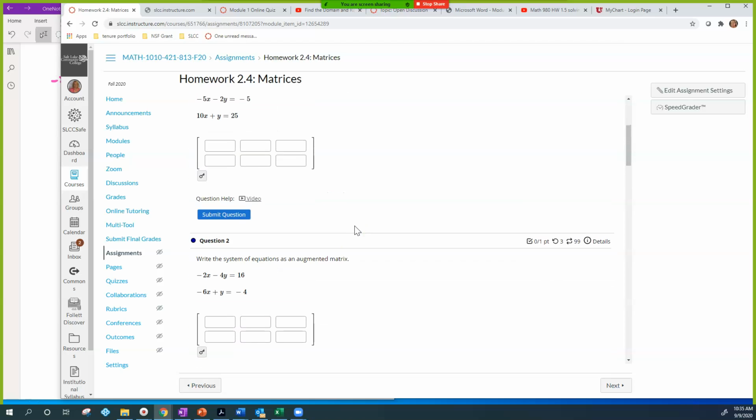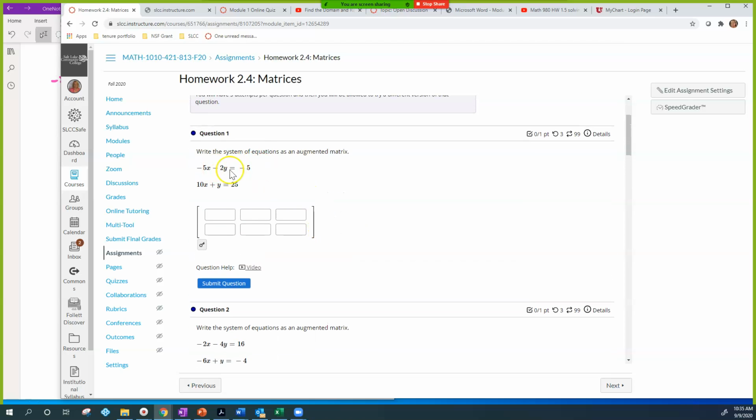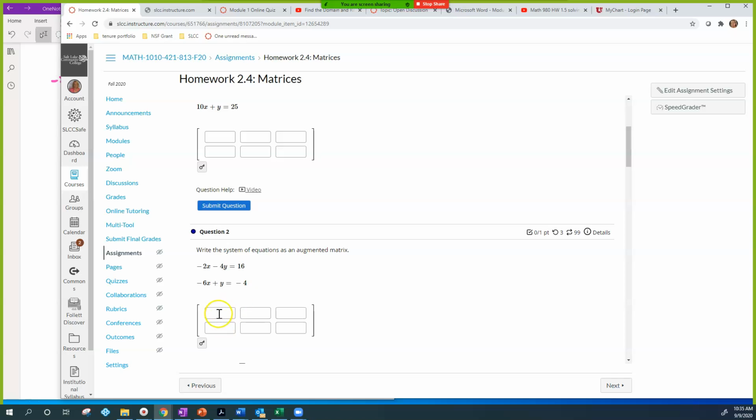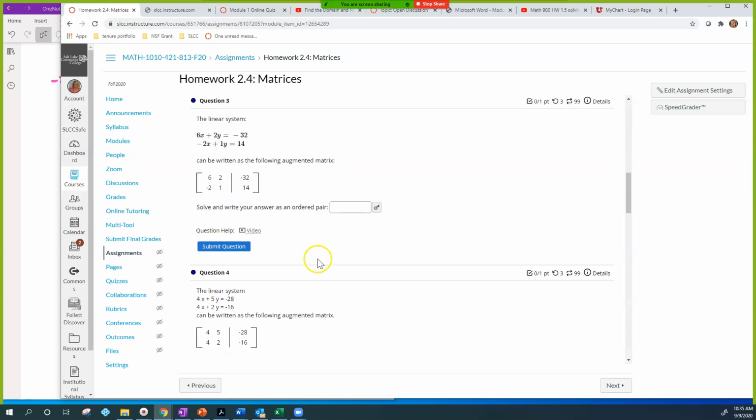Okay, so maybe before we do that, notice these are the ones that I was talking about. Write the system of equations as an augmented matrix. So it's not asking you to solve anything there. It's just saying take those coefficients and write them in matrix form. So don't overthink those. A lot of people miss them because they're trying to solve it, but it's not asking you to solve it on those.